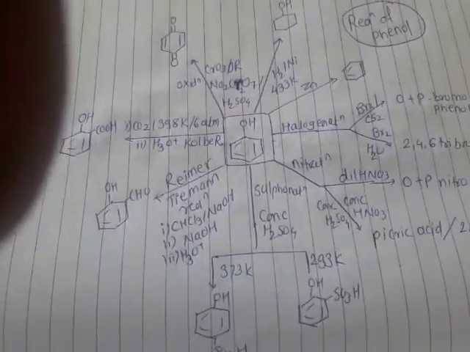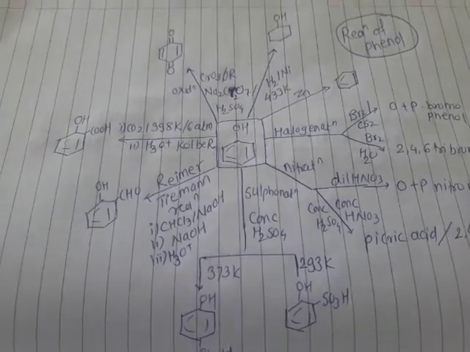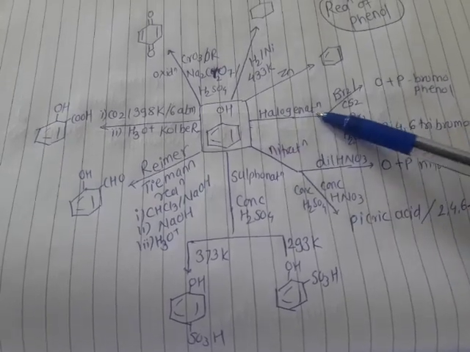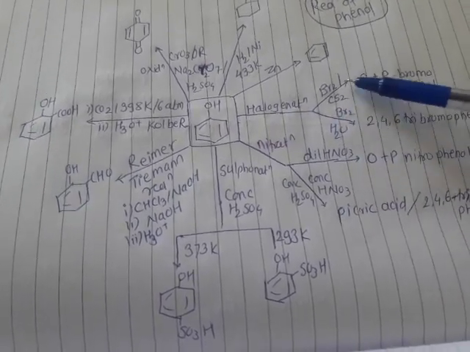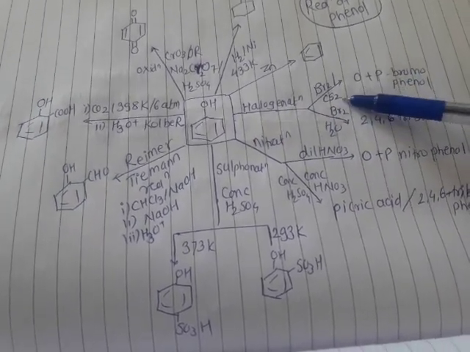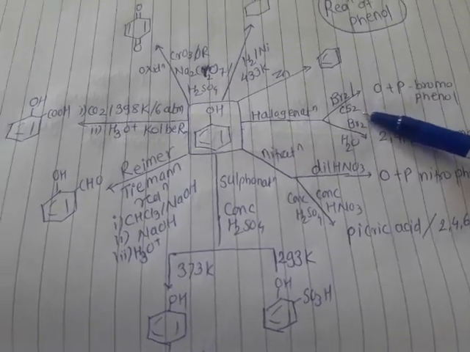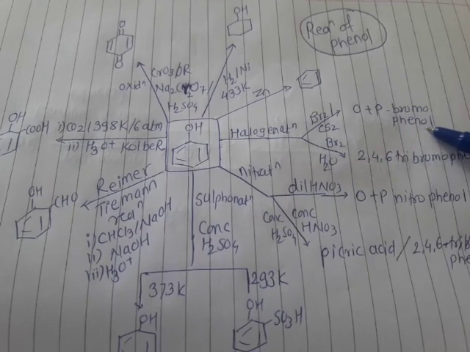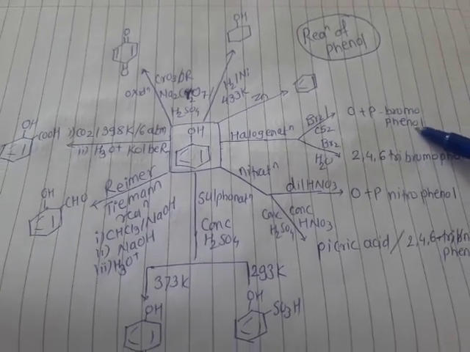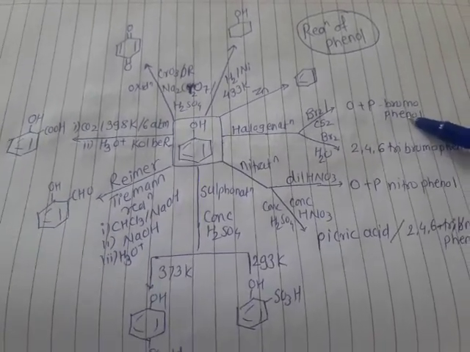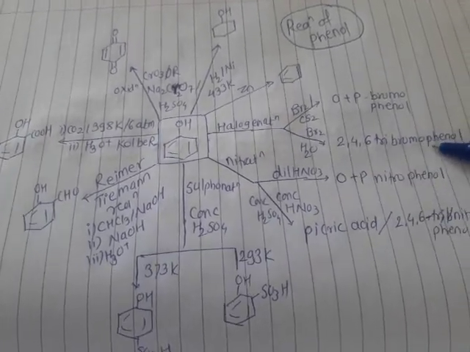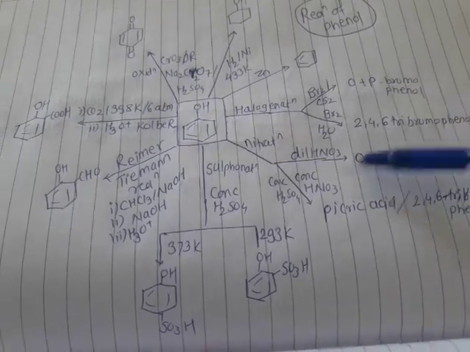This is also quite a bigger chart, but it is very easy and simple. First reaction of phenol is halogenation, that is bromination we have done. Bromination in presence of non-polar solvent CHCl3, we get ortho and para-bromophenol. I have not shown structure here. Ortho and para-bromophenol is obtained. If polar solvent is used, bromine water, we get 2,4,6-tribromophenol.